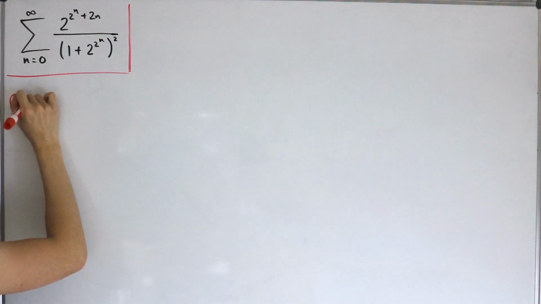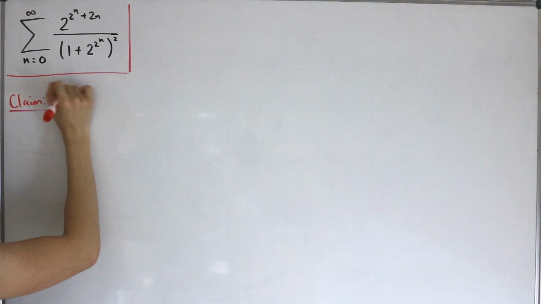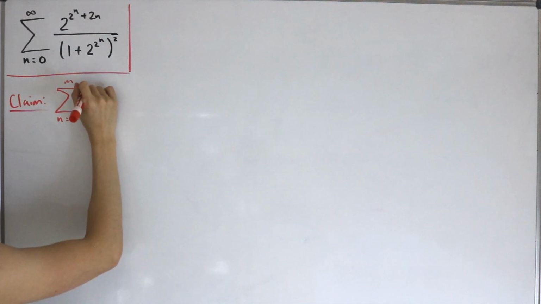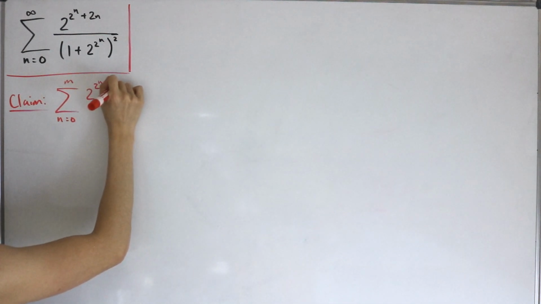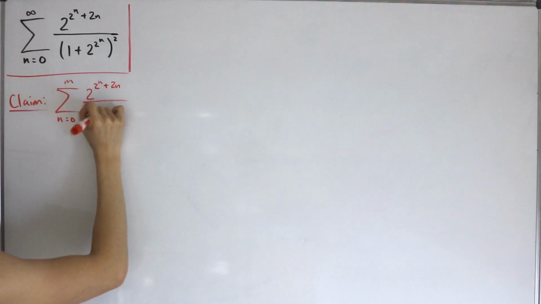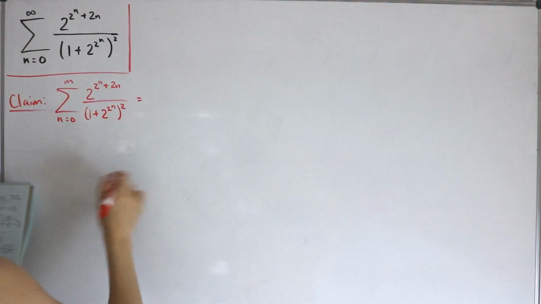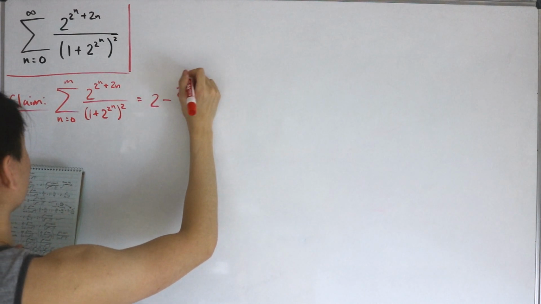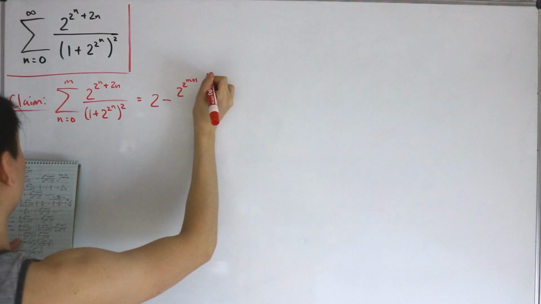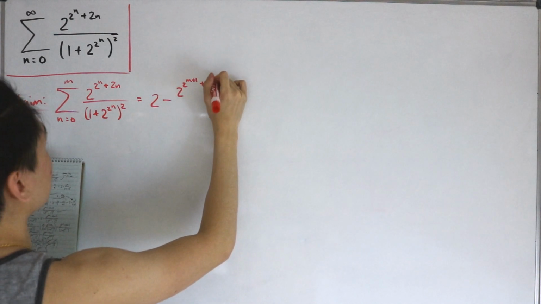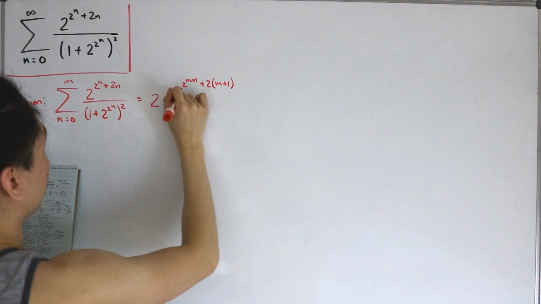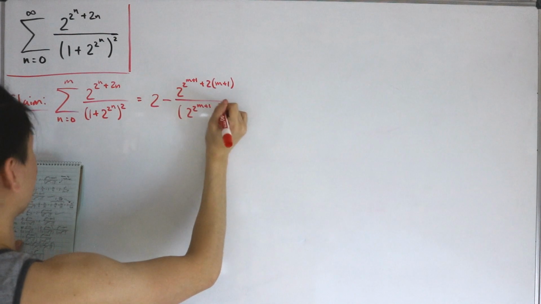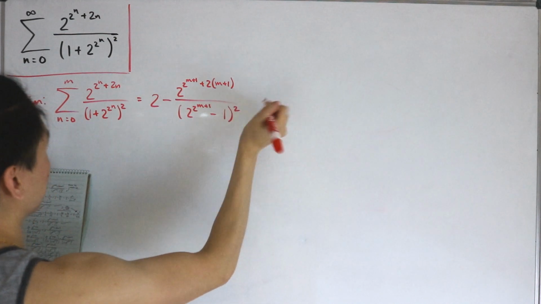So our claim is that the following finite series, where the upper index is going to be m, the sum from n equals 0 of 2 to the power 2 to the power n plus 2n, divided by the given series just like that, is going to equal the following closed expression: 2 subtract 2 to the power 2 to the power m plus 1, then plus 2 to the 2 times m plus 1, all this being divided by 2 to the power 2 to the power m plus 1, and then subtract 1, quantity square.